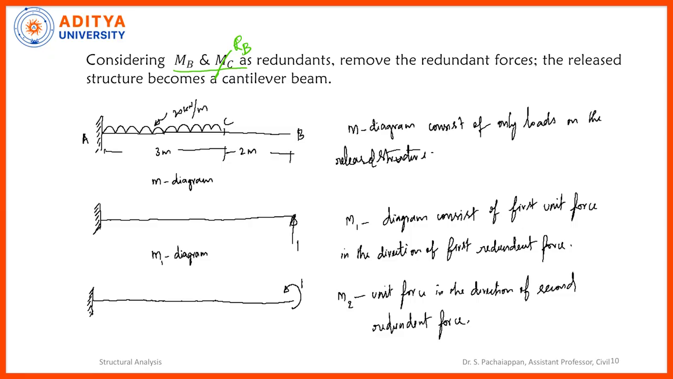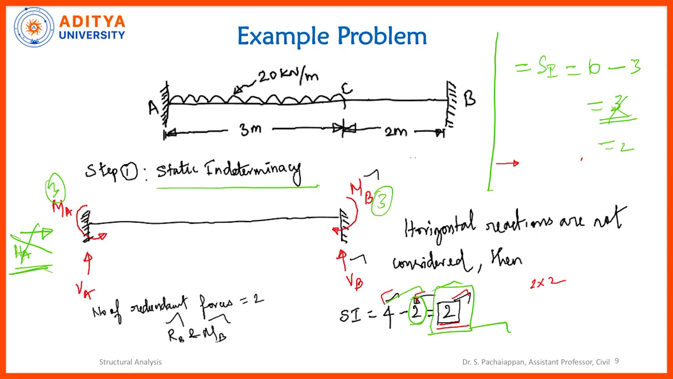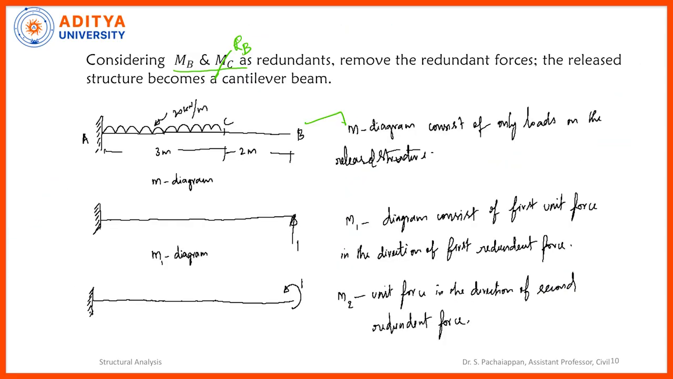Now whatever forces we consider as redundant forces, we need to remove from the structure. That structure is called a released structure. So this is the released structure. You can see here, the fixed support was removed, and then we removed the support condition and the moment also. Now where we removed the redundant force, in that location we need to apply the 1 unit force. That is this diagram.